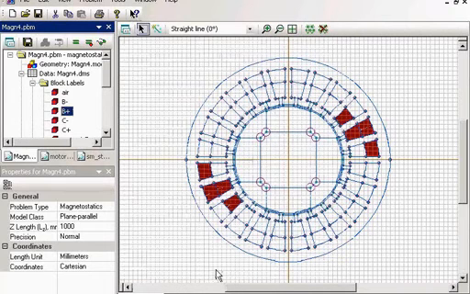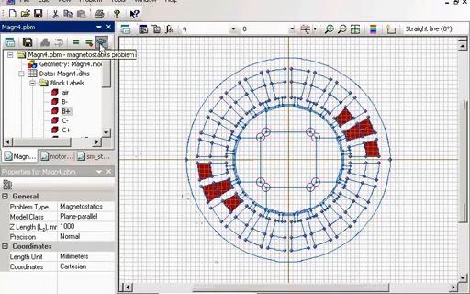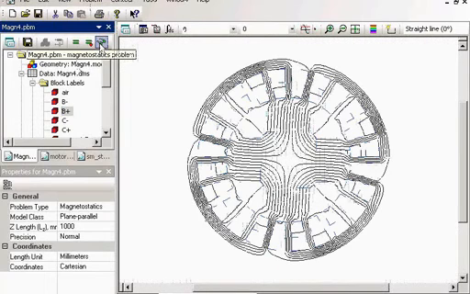Sometime later, the field will rotate, and the rotor will rotate, so the field picture will be the same. Let's take a look at this. This is the magnetic field distribution in my motor.